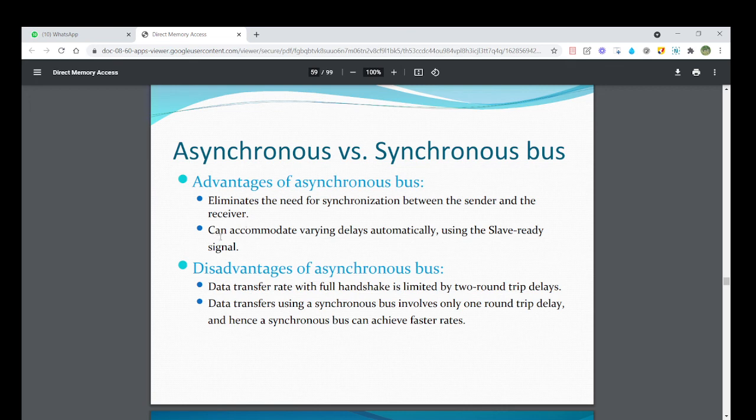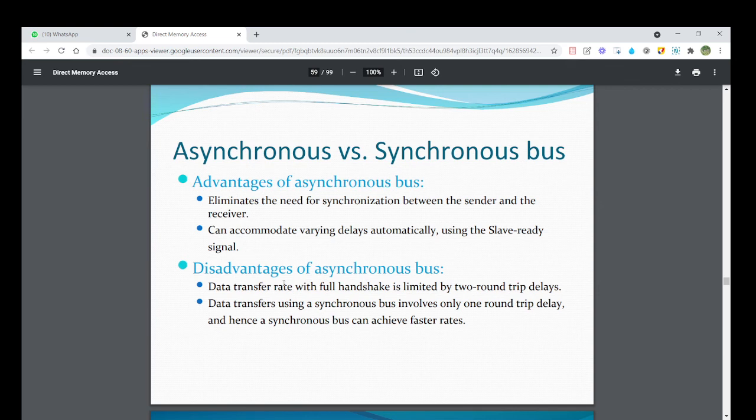Another advantage is that it can accommodate varying delay automatically using the slave ready signal. So if the slave is very slow, the speed can be adjusted with the help of the slave ready signal.